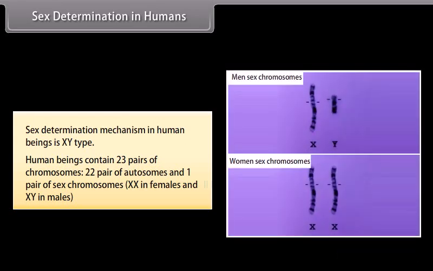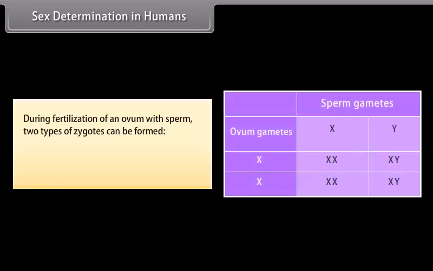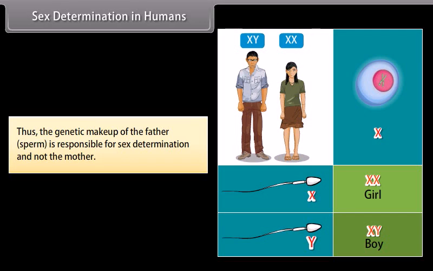and XY in males. During fertilization of an ovum with sperm, two types of zygotes can be formed. Therefore, there is a 50% chance of birth of a male XY or female child XX. Thus, the genetic makeup of the father's sperm is responsible for sex determination and not the mother.